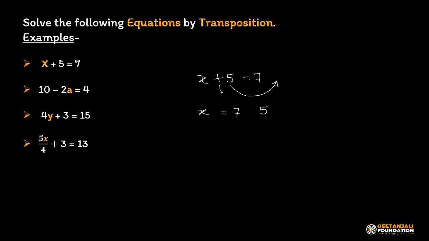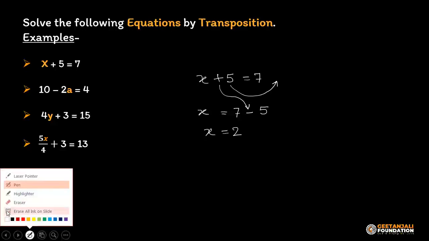Now the sign which is just before 5 will become minus. So x is equals to 7 minus 5, 2. So your answer is 2. So instead of adding or subtracting or multiplying or dividing the same number on both sides, we can simply transpose the terms and you have got the answer. You can always check your answer by the method which I have explained to you previously.